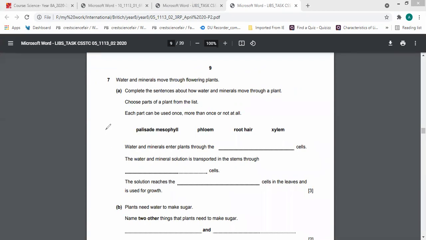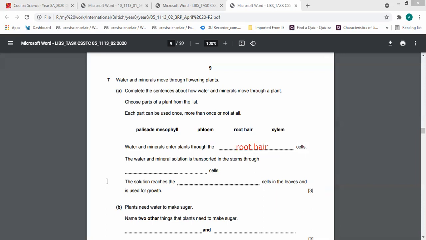Question 8. Complete the sentences about how water and minerals move through a plant. Choose parts of the plant from the list. Each part can be used once, more than once, or not at all. Palisade mesophyll, phloem, root hair, xylem. Water and minerals enter the plant through the root hair cell, right? Yes. Root hair, just root hair. Okay.